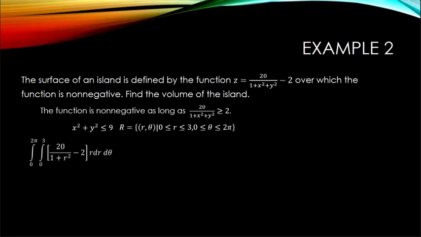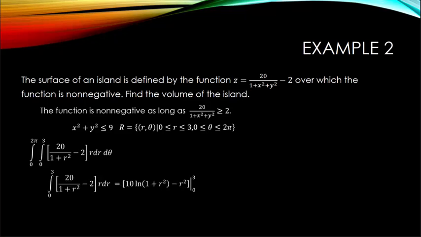My iterated integral becomes the integral from 0 to 2 pi of the integral from 0 to 3 of the quantity 20 over 1 plus r squared minus 2 r dr d theta, where I've simply plugged in r squared for the sum of x squared plus y squared in my original function.